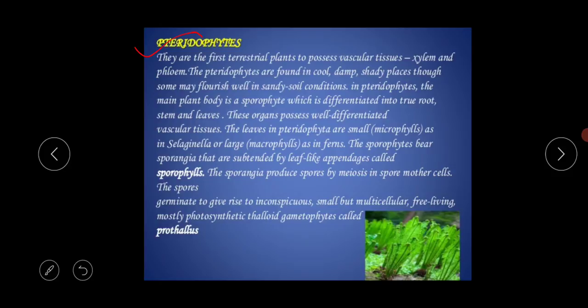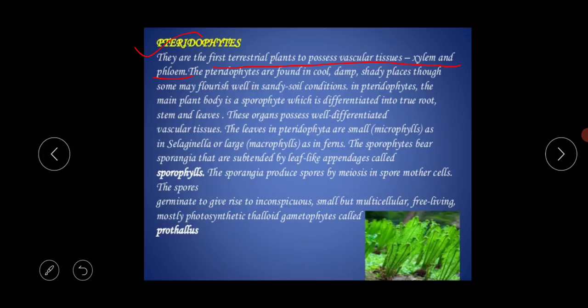these pteridophytes. So these pteridophytes are actually used for medicinal purposes and as soil binders also. Frequently these kinds of plants are grown as ornamental plants also. And they are the first terrestrial plants to possess vascular tissue, that's the xylem and phloem.